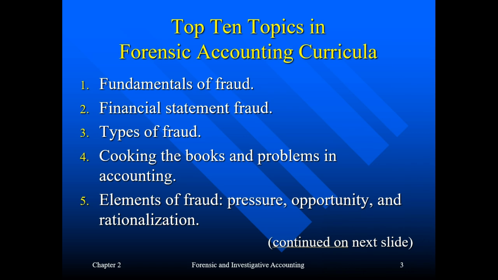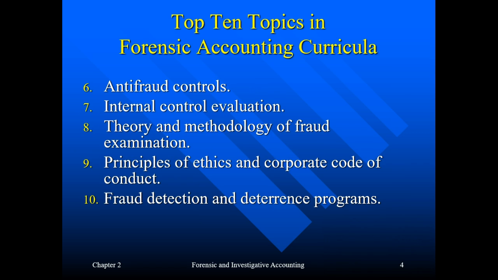Now, some of the top 10 topics that we cover in forensic accounting, we'll cover a lot of these in this course. Fundamentals of fraud, that'll start in the next chapter. You go on down, different types of fraud, cooking the books and so forth. And elements of fraud, that represents the fraud triangle: pressure, opportunity, and rationalization. Continues with anti-fraud controls, so internal controls and so forth. And then more about fraud examination, the theory and methodology. Talk about ethics and corporate code of conduct, and fraud detection and deterrence programs.